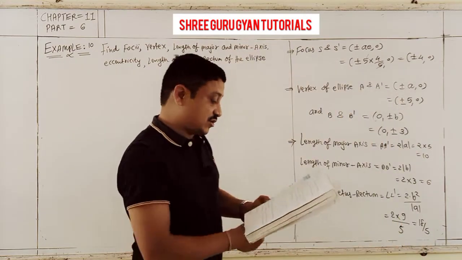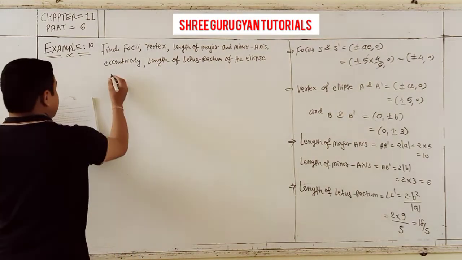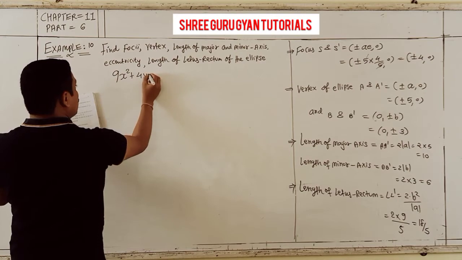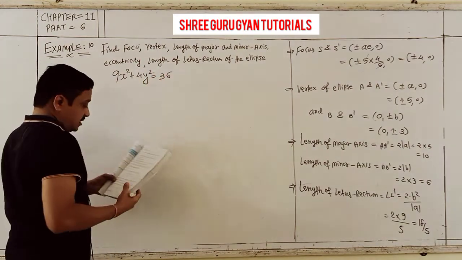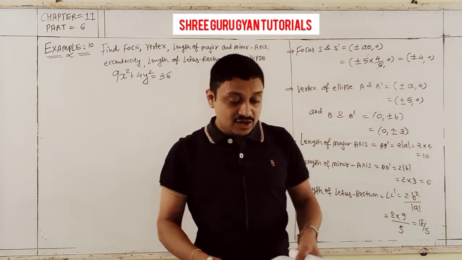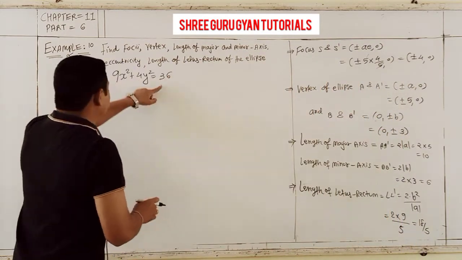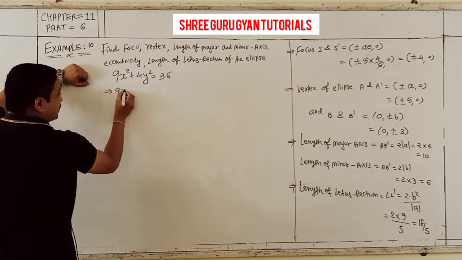The equation of the ellipse is 9x square plus 4y square is equal to 36. 9x square, 4y square, 36. Very easy. First of all students, I divide here by 36. 9x square by 36.